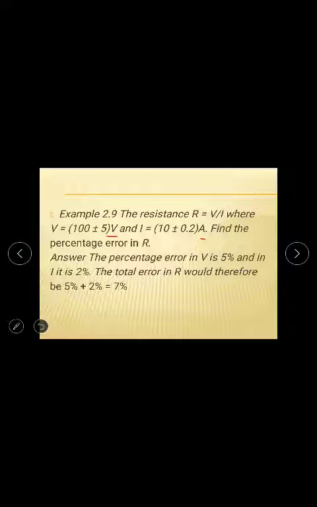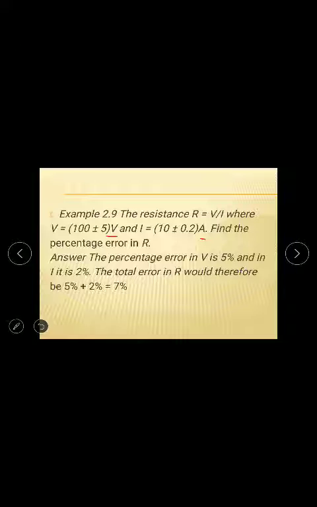See, as you know the formula, they have given R is equal to V upon I. It is what? It is the error of a quotient. We have taken here V upon I. So what is the answer? The percentage error in V is 5%. So how is it 5%? Now only we have seen the rule.